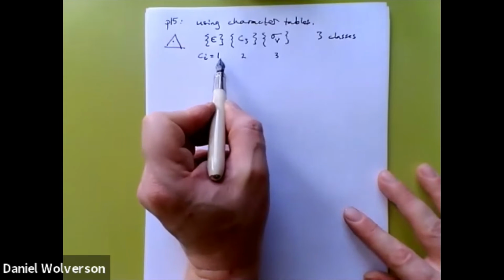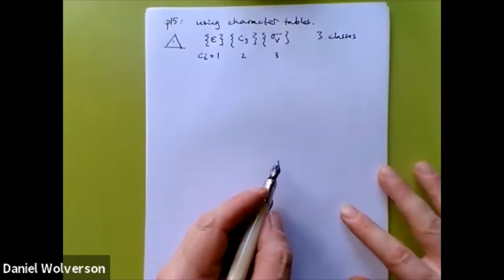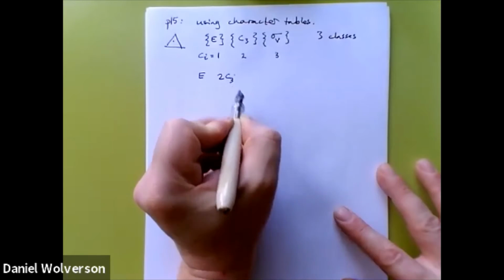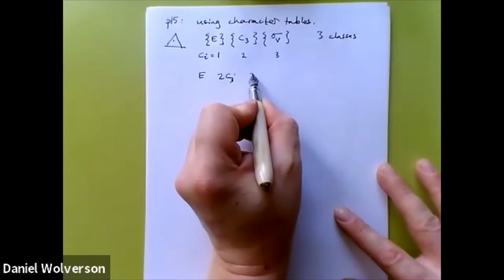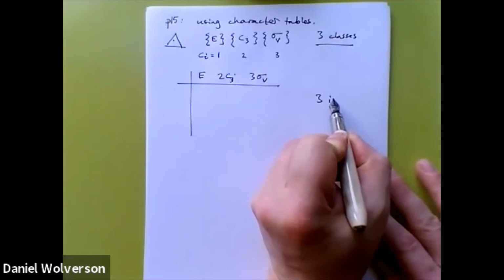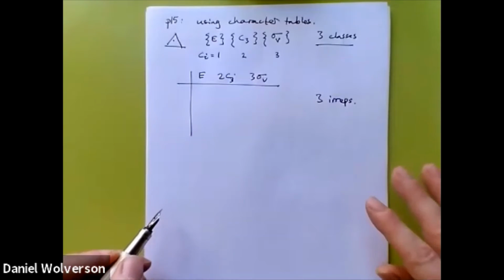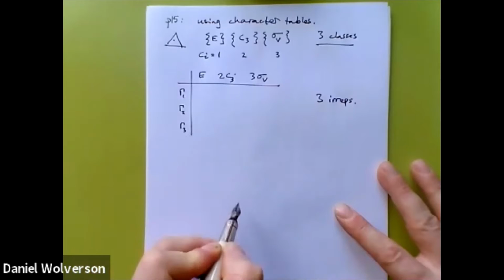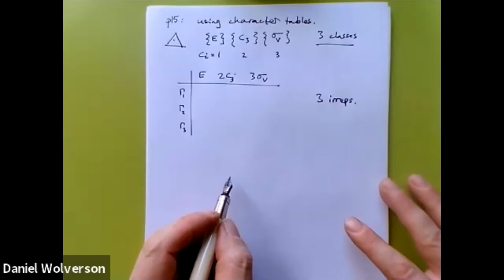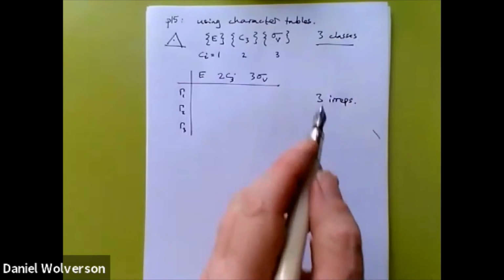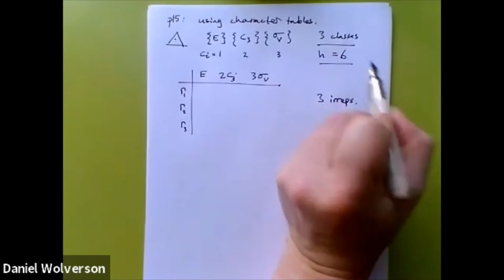And now we have a slightly less trivial situation because we've got classes that have more than 1 element. And the way I would conventionally write the character table for this guy then is E, 2C3 to remind me of this factor, and 3 sigma V. And if I have 3 classes, then I must have 3 irreducible representations, which everybody calls irreps. So I can give these names. I'll just call them gamma 1, gamma 2, gamma 3 for now. So the order of the group, h, is 6.